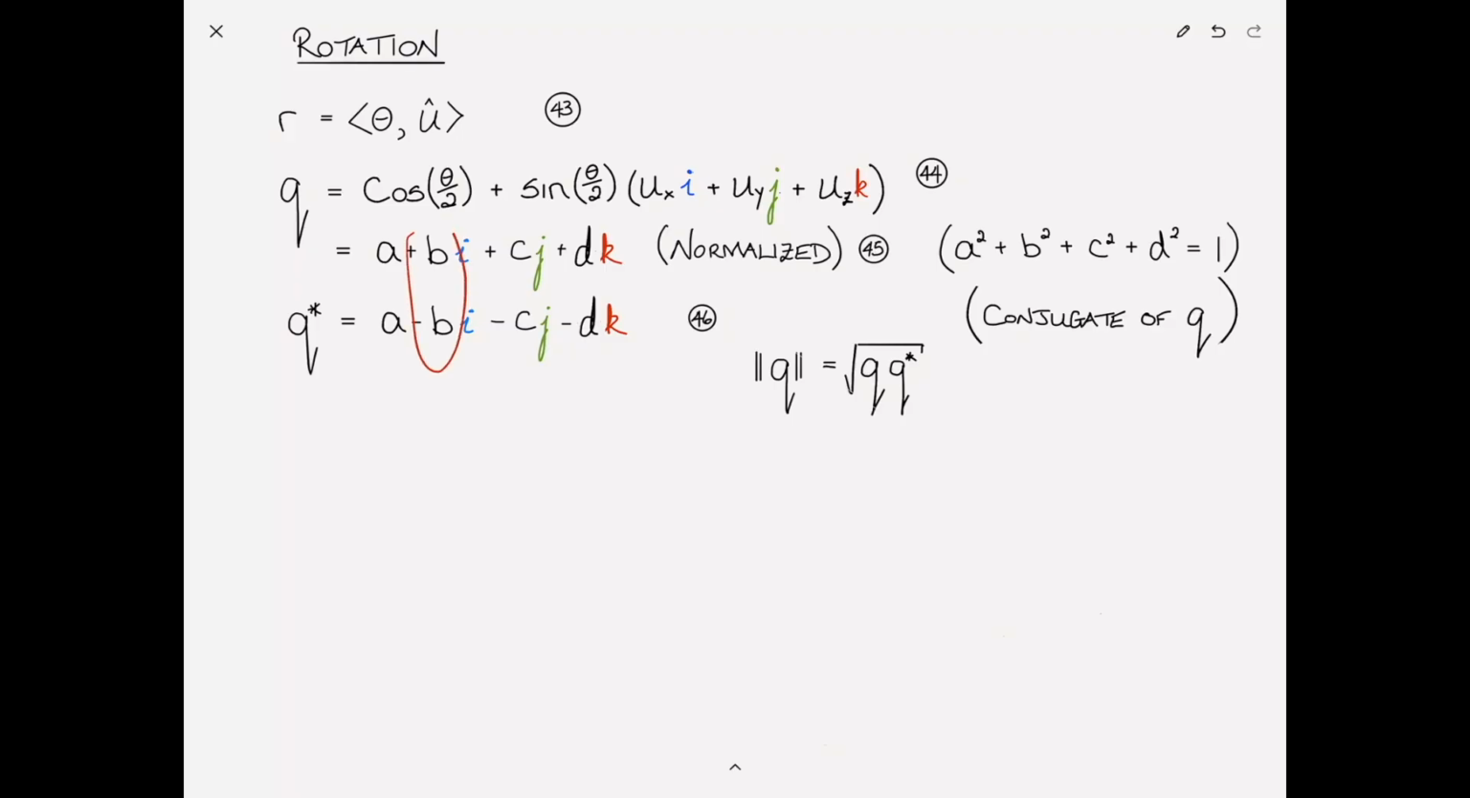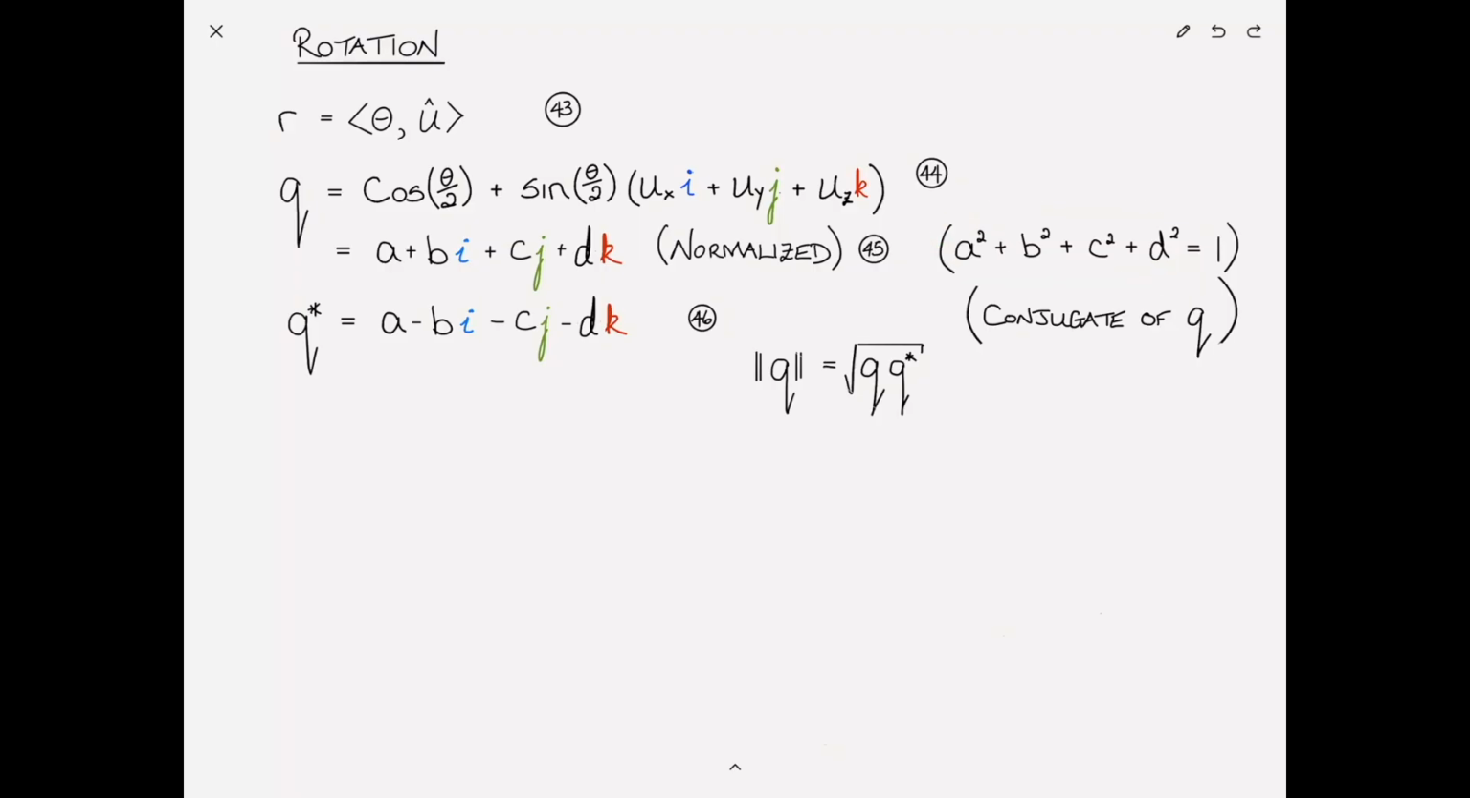We get minus B squared here, but the multiplication of the i's gives us a minus 1, so that's a plus B squared. Similarly, we get a plus C squared here and a plus D squared. So Q times Q conjugate is A squared plus B squared plus C squared plus D squared. And of course, taking the square root gives us the magnitude.